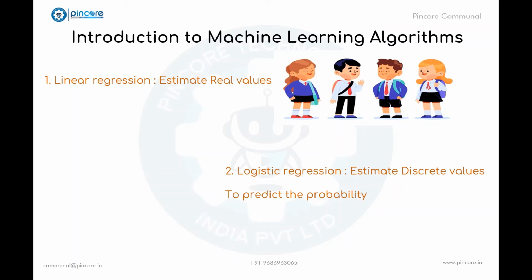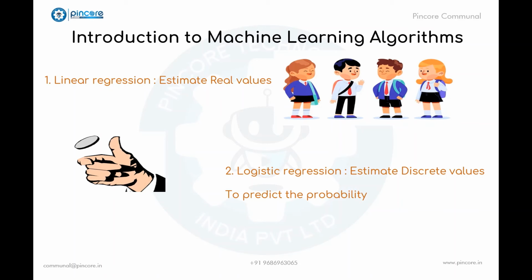Next is logistic regression. It is used to estimate discrete values based on a given set of independent variables. In simple words, it predicts the probability of occurrence of an event by fitting data to a logit function. This is what logistic regression gives you.